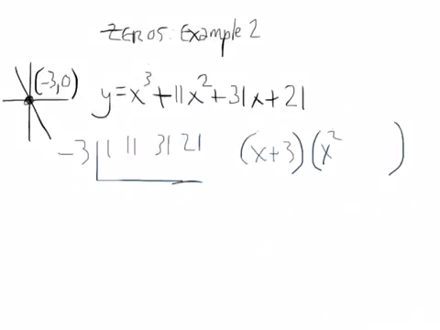So when I do synthetic division, first thing I just bring down the 1. Next piece is to multiply. So 1 times negative 3 is negative 3. Then you add: 11 plus negative 3 is 8. Then you just keep doing this, multiply. So 8 times negative 3 is negative 24.